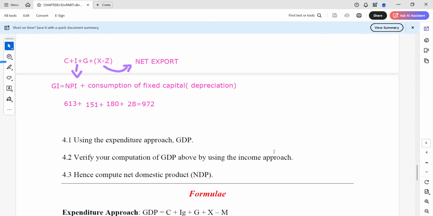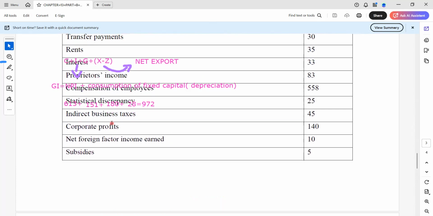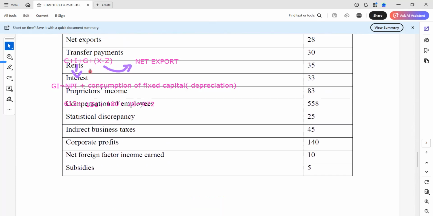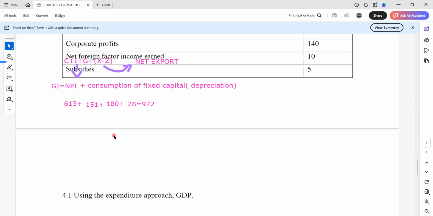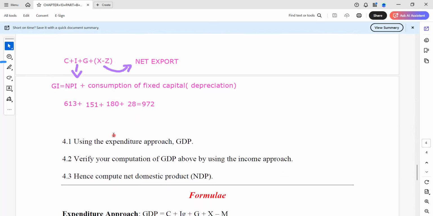So remember I said when using the income approach, you firstly add all the remunerations of the factors of production, the four of them, which are the interest, the rent, the profit, and proprietors income. Then you're going to add indirect taxes, statistical discrepancies, proprietors income, and depreciation. Depreciation we added in the income method, right?